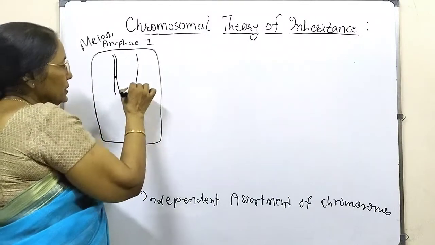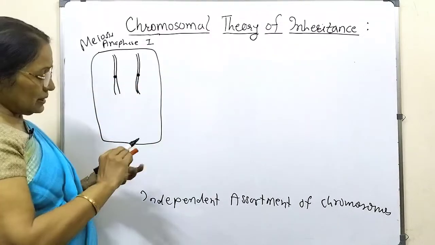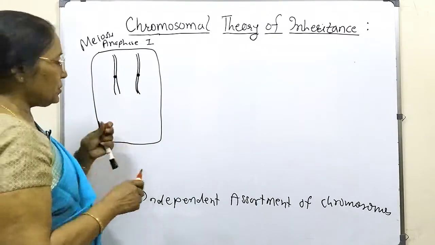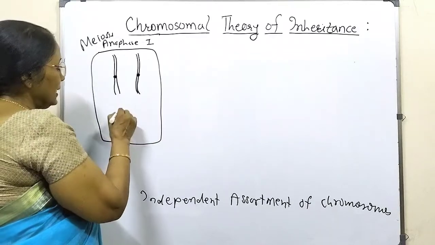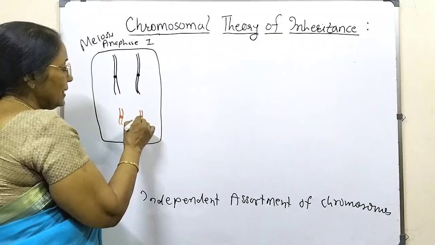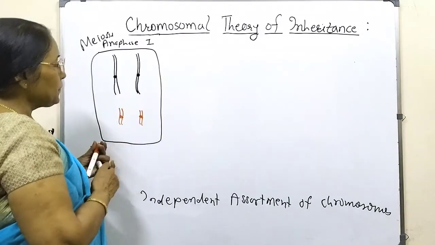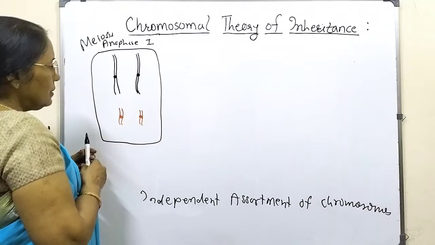And this is its homologous chromosome. ये हो गया इसका homologous. और दूसरा क्रोमोसोम जो है और उसका होमोलॉगस, उन्हें हम दूसरे कलर से बना देते हैं. This is another chromosome and this is its homologous chromosome. ठीक है.